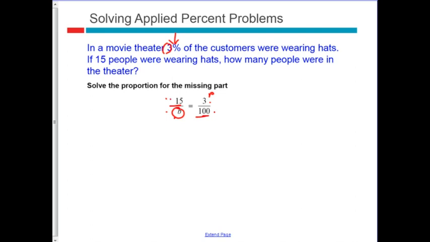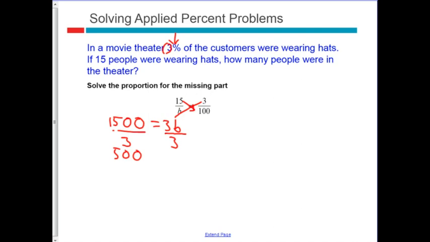So let's solve this. We solve these by cross multiplying. I multiply 15 times 100, and I get 1,500. And that's going to equal B times 3, which we commonly just write in the other order as 3B. Now, in order to get the B by itself, I have to divide both sides by 3. If I divide 1,500 by 3, I get 500.